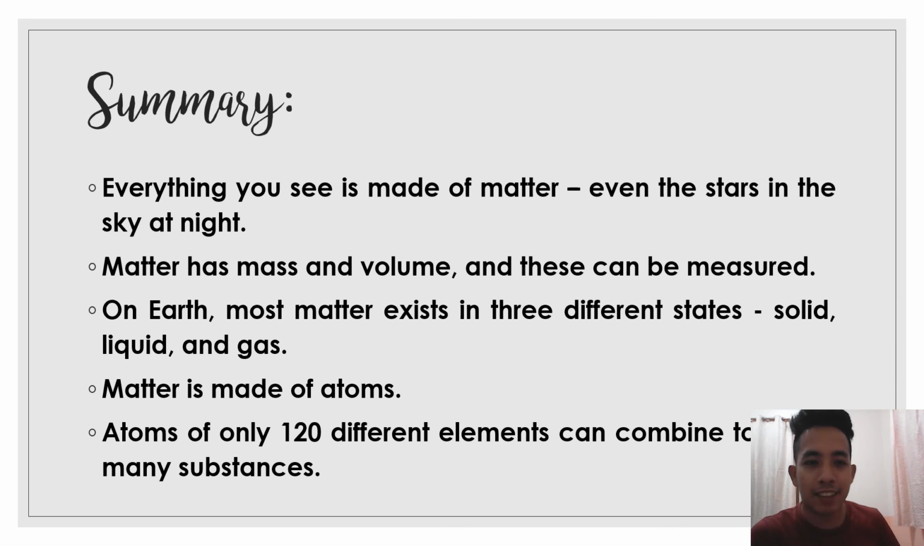Again, for the summary of our lesson, let us always remember that everything you see is made up of matter, even the stars in the sky at night. Matter has mass and volume, and this can be measured. On Earth, most matter exists in three different states: solid, liquid, and gas. Matter is made up of atoms, and atoms of only 120 different elements can combine to create many substances.